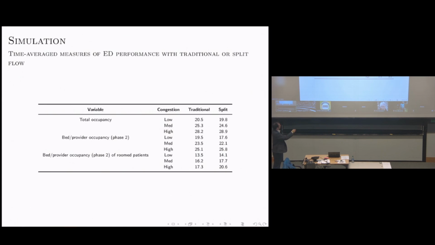And then finally, for occupancy of room patients, split flow is actually increasing it. What we take that to mean is that split flow is getting those low acuity, low complexity patients out of the system quicker, and so that perhaps allows the more complicated patients to get to a bed that they need.